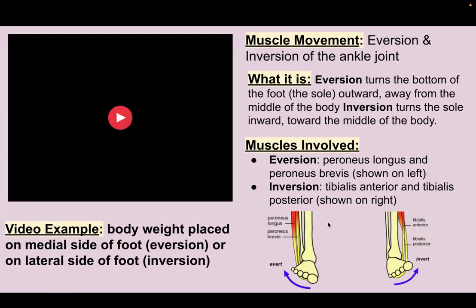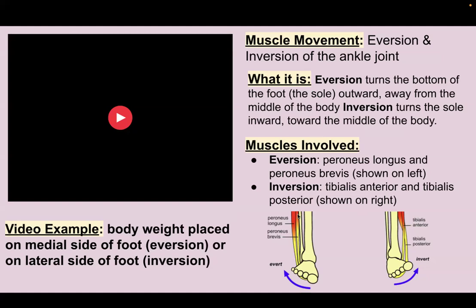The next muscle movement for the ankle joint is kind of two in one because I included eversion and inversion both on the same slide. So the definition here, eversion, we're turning the bottom of the foot, also called the sole, outward or laterally. Whereas inversion, we're turning the sole of the foot inward or toward the middle of the body in a medial fashion. The muscles involved in eversion are the peroneus longus and the peroneus brevis.